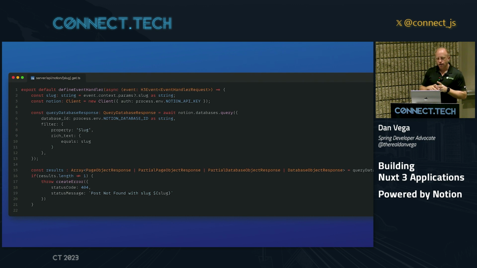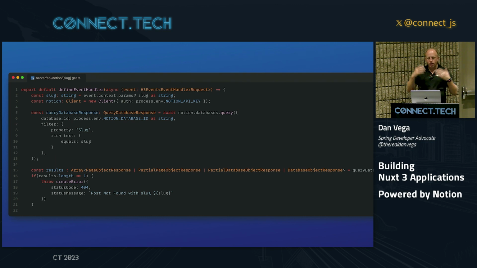server/api/notion/ and then slug is in brackets. So slug is saying that this is going to be a dynamic variable, and we need to get this somehow. The way that we get that in this case is by the event. We could say, hey, from the context, go ahead and get the request parameter called slug. So we can get the slug. We have our Notion client.